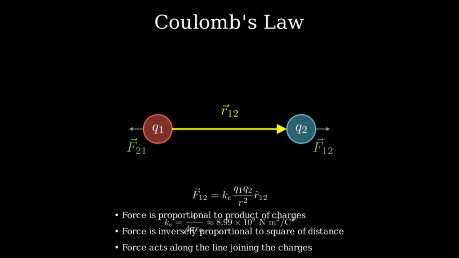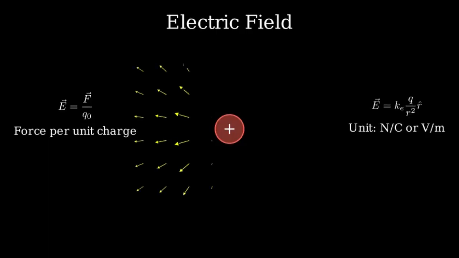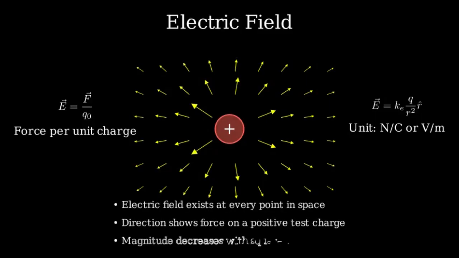The electric field is a vector quantity that represents the force per unit charge at a point in space. For a point charge, the electric field points radially outward for positive charges and inward for negative charges. Its magnitude decreases with the square of the distance from the charge. The electric field has units of newtons per coulomb or volts per meter.